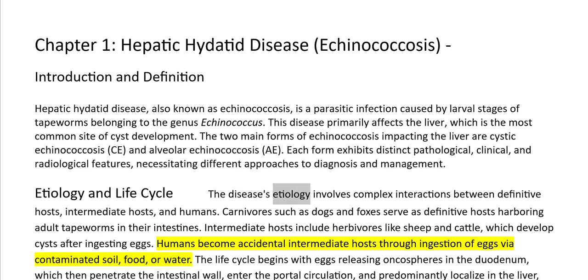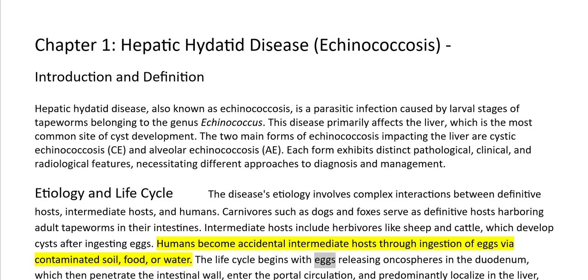Etiology and life cycle. The disease's etiology involves complex interactions between definitive hosts, intermediate hosts, and humans. Carnivores such as dogs and foxes serve as definitive hosts harboring adult tapeworms in their intestines. Intermediate hosts include herbivores like sheep and cattle, which develop cysts after ingesting eggs. Humans become accidental intermediate hosts through ingestion of eggs via contaminated soil, food, or water.